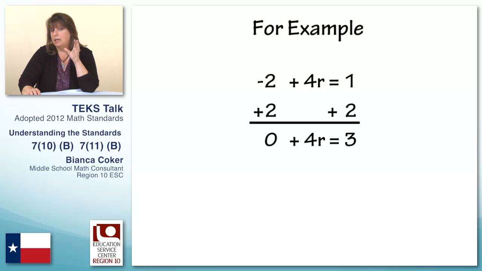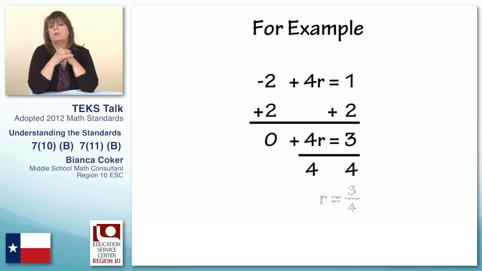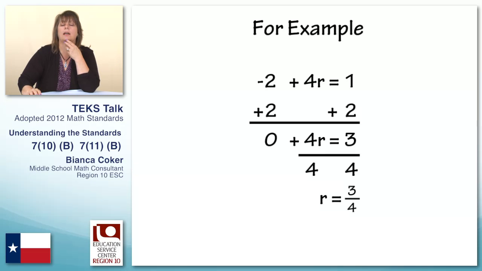Now, I'm pretty close to having what r is equal to, but I have 4r. So I'll divide both sides of the equation by 4. And when I do that, I end up with r is equal to 3/4. All right, that's our solution. Now, let's check to see if this is the correct solution. Well, how do we do that?